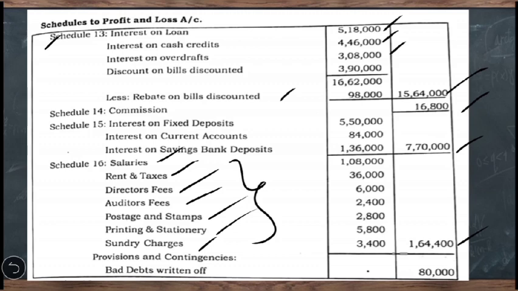Then we have one more heading, that is provisions and contingencies, but it does not carry any note number. Under that we have to write one item, that is bad debts written off amounting to 80,000. So here we have calculated the total of each note. Now these totals can be directly taken to the profit and loss account. Let us see the profit and loss account now.